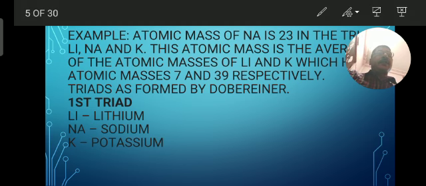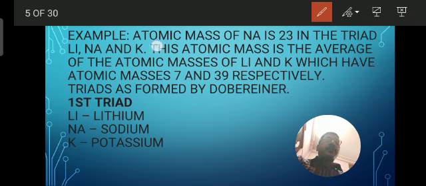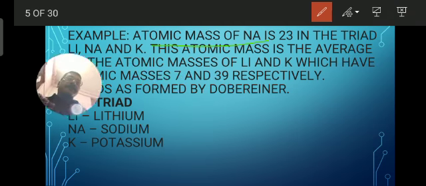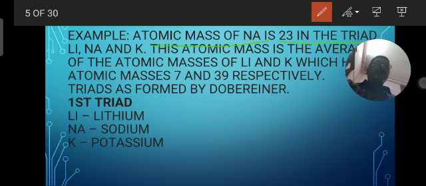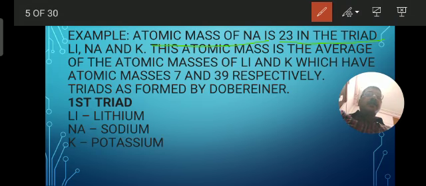Here let us see the example. What is the example? The atomic mass of sodium is 23 in the triad. This atomic mass is the average of the atomic masses of lithium and potassium, which have atomic masses 7 and 39 respectively. Somewhere it is written 6.9 and somewhere it is directly written as the average, 7, and potassium has 39.